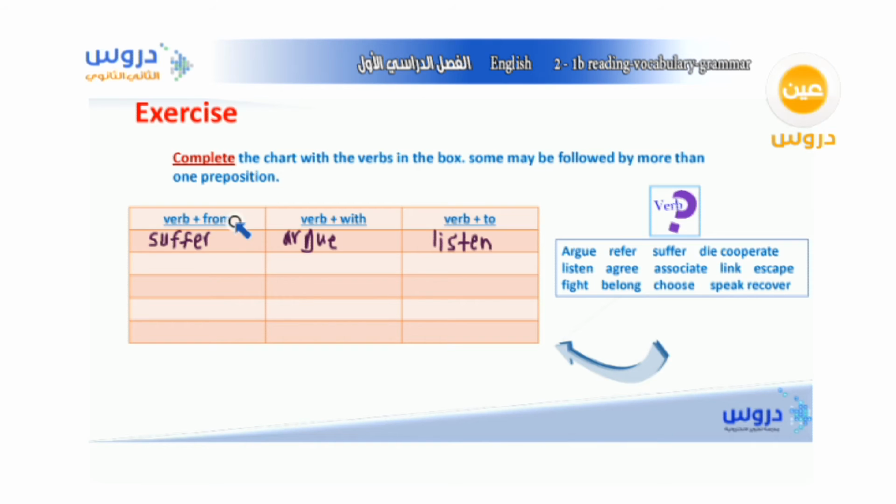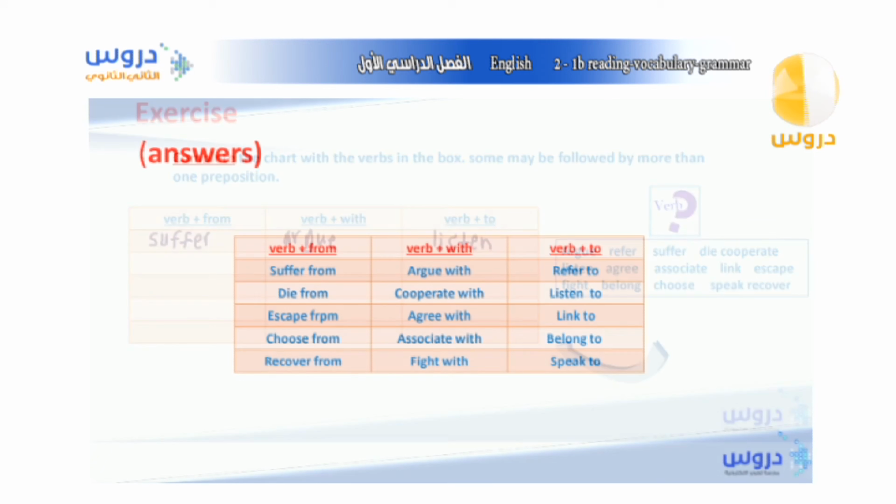So as for the list of the verbs here that go with the preposition from, we say die from something here, escape from something, choose from something, and recover from something. And as for the list of the verbs that go with with, we have argue with, cooperate with, associate with, agree with, and fight with. And of course the remaining verbs come with the preposition to. So we have listen to, refer to, link to, belong to, and speak to.